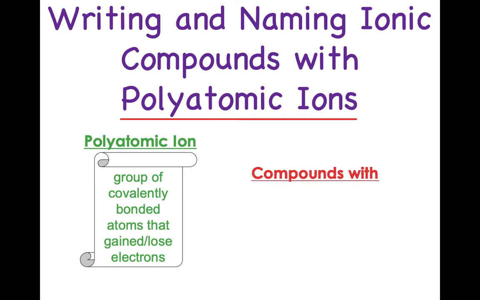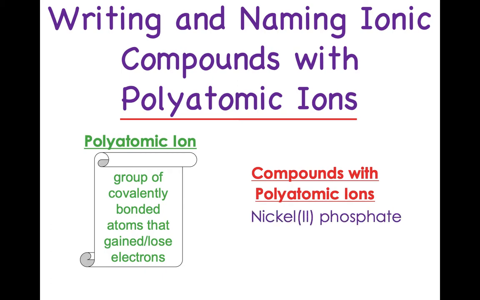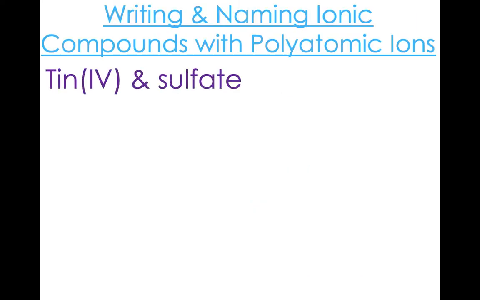So some examples of compounds that do have polyatomic ions. Nickel 2 phosphate, notice the ending ATE. That means polyatomic ion. This is called calcium hydroxide. This is iron chromate. Notice that these two have parentheses in them, and I'm going to walk you through how you determine whether the formula will need parentheses or not. Our first example today is between tin 4 and sulfate.